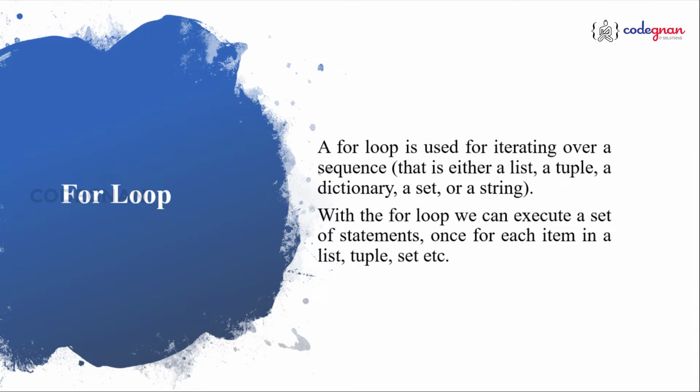Let me make it simple. If you know the end of a sequence, that's what we have given here. A for loop is used for iterating over a sequence. What is a sequence over there? That can be a string, a list, a tuple, a dictionary, right? We have list, tuple, set, dictionary and strings, right? So if you know the end of that sequence, we can directly use a for loop. What if you don't know the end of the sequence? A while loop. That's it.